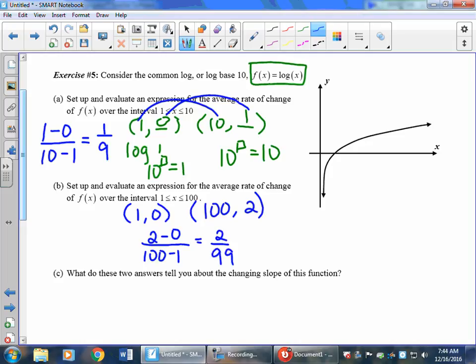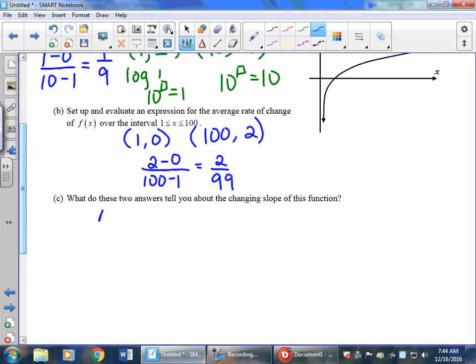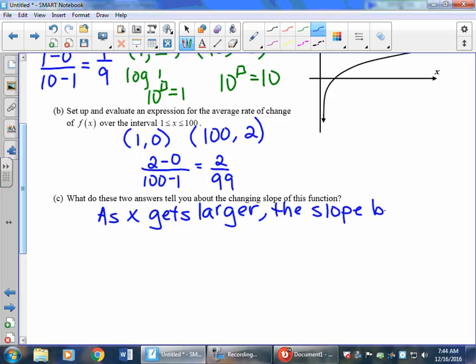Then, what do these two answers tell you about the changing slope of this function? Obviously, as x gets larger, it's asking about the slope. What happens to the slope? The slope becomes smaller. What does that mean in terms of the graph?